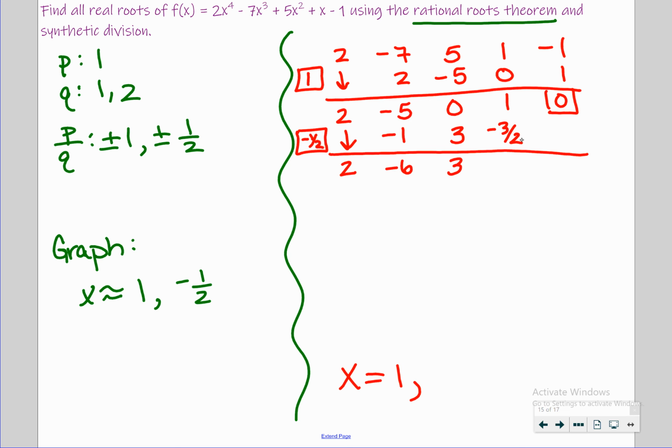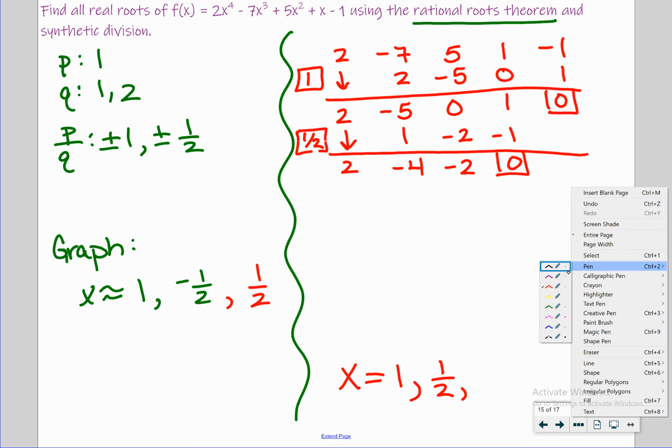What about +1/2? Maybe? Do you want to try that? All right, bring down my 2. Times 1/2 is 1. It's -4. Times 1/2 is -2. Times 1/2 is -1. Ooh, that's better. Okay. -1/2 is close, though. All right, 1/2 is my second answer.